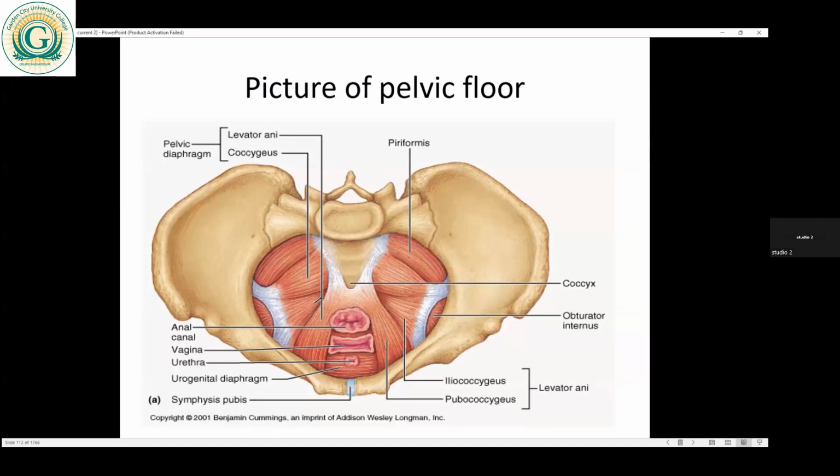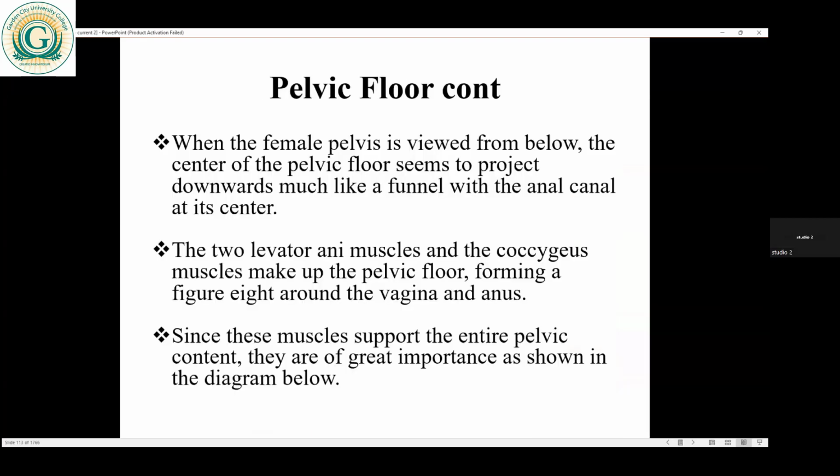When the female pelvis is viewed from below, the center of the pelvic floor seems to project downwards, much like a funnel, with the anal canal in the center. These are the structures I showed. The two levator ani muscles and the coccygeus muscles make up the pelvic floor, forming a figure of 8 around the vagina and anus.